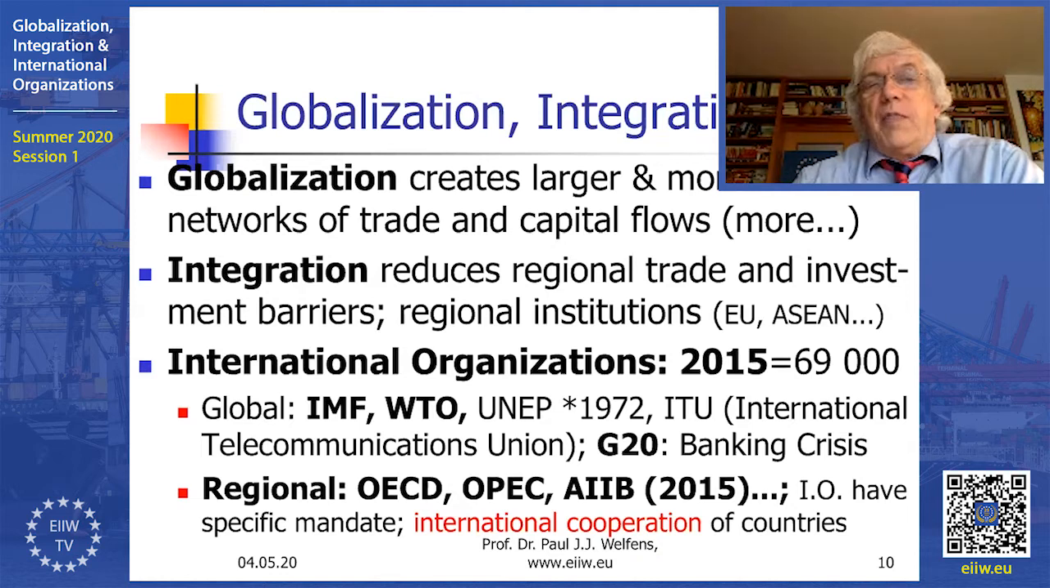Okay, so integration is a regional phenomenon, and we often find that regional integration then reduces trade and investment barriers. It leads to regional institutions which are created, so the European Union, ASEAN, and so on. So international organizations then could be useful if we have temporary conflicts, and then conflicts have to be sorted out. So how many international organizations we have? We can say many, many, many, 69,000 in 2015. Okay, only a few of them are really well known.